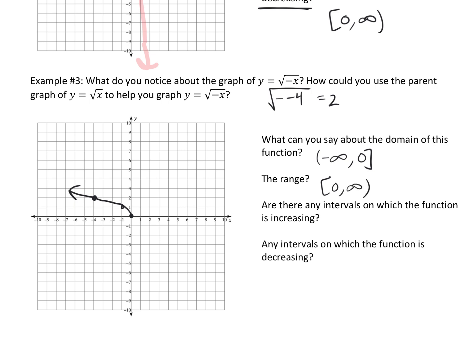Okay, and then this one's kind of tricky for some of us. If I look from left to right on my function, are my y values getting bigger or smaller? Smaller, okay? So it is decreasing on the interval from negative infinity to 0. It is not increasing, so none here. Do we kind of understand the idea here of domain, range, and when it's increasing or decreasing?